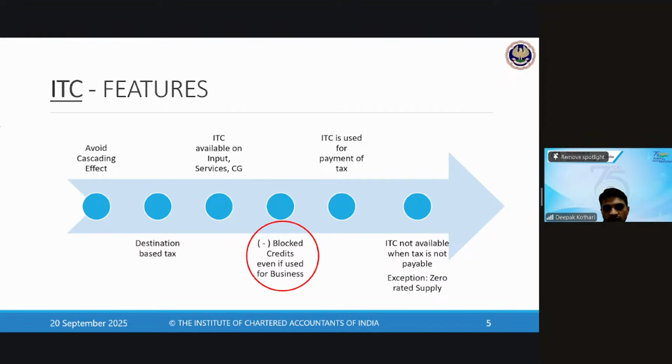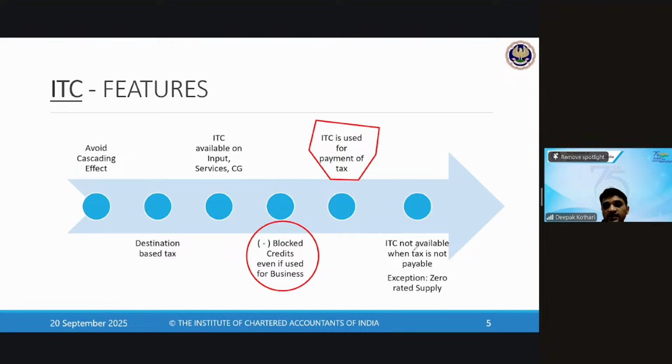Then ITC. So I drew a good circle, right? I'm a good artist. Then ITC is used for payment of taxes. This is also good, that ITC is used for payment of taxes.